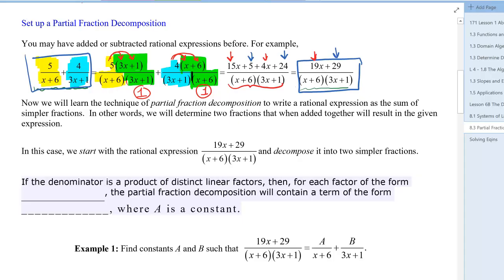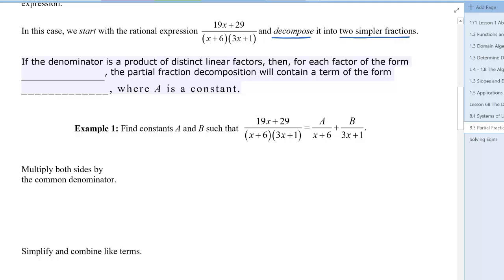We will learn the technique of partial fraction decomposition to write a rational expression as the sum of simpler fractions. In other words, we will determine two fractions that when added together will result in the given expression. In this case, we're going to start with this rational expression, 19x plus 29 over x plus 6 times 3x plus 1, and decompose it into two simpler fractions. Since it's the example from above, we should wind up with this as our answer. So let's look and see how we do that.